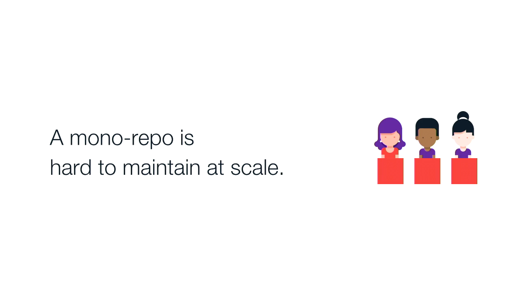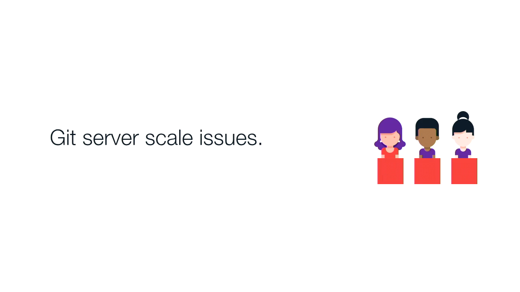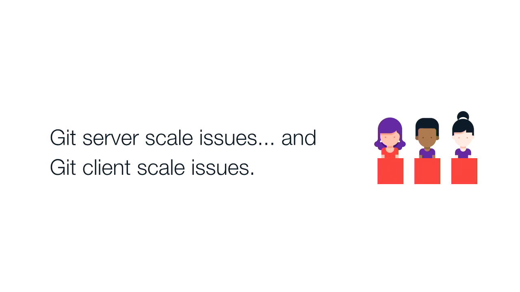So a mono-repo is hard to maintain at scale. Like I said, we have around 1,000 people in the R&D. We have many commits per minute in working hours. Now, what do I mean by scale and hard? So Git server does not scale very well with the number of refs and number of packs. But you might say, hey, we heard that Google actually have a service, right, CSR, that uses Git on Borg, and that solves the Git server scale. Indeed, but it doesn't solve the Git client scale issues.